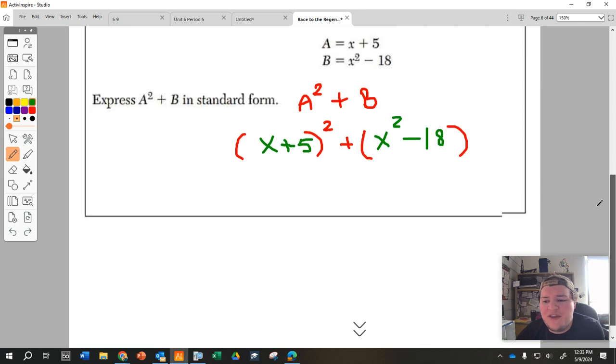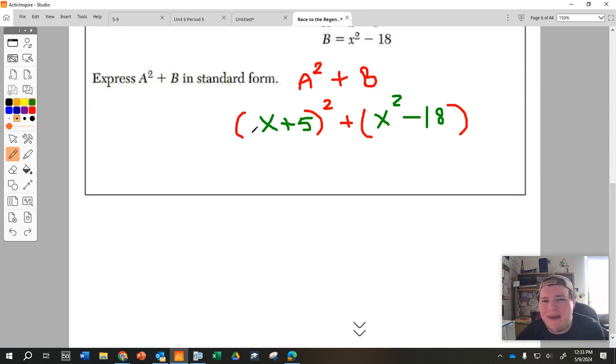Now, which of these parentheses has some math to do to it, do you think? Is it going to be the x plus 5 squared or the x squared minus 18? Which one do I need to do math with now? The x plus 5, because he has a squared outside the parenthesis. He has something I need to deal with. The other parentheses here are kind of bare bones. We've got parentheses and the guy's locked inside, so he's good. This one has a parenthesis outside, so I need to get that squared taken care of.